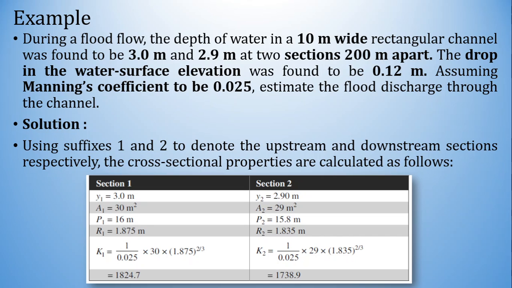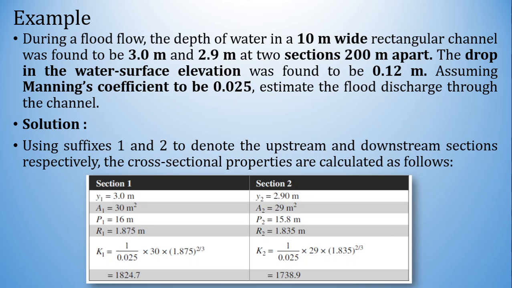Now as a part of solution, using suffixes 1 and 2 to denote the upstream and downstream sections respectively, the cross-sectional properties are calculated as shown in the table. So for section 1, the value of y1 will be 3 meter. For section 2, value of y2 will be 2.9 meter.